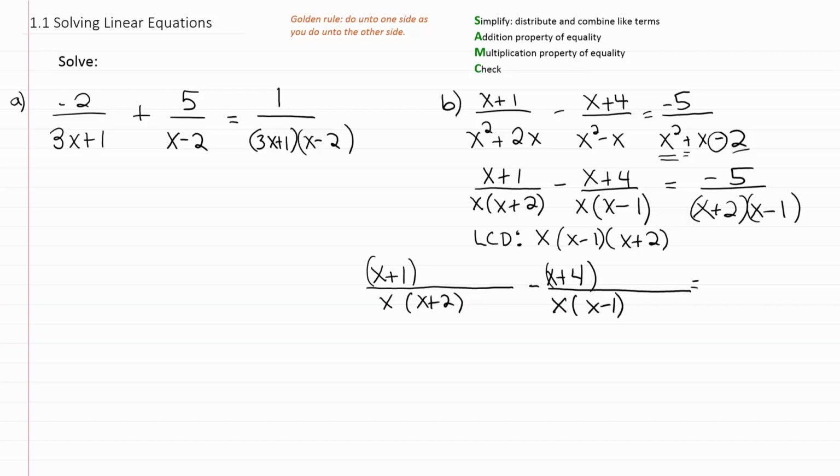Then equals 2. It'll be negative 5, again giving yourself some space. It'll be x plus 2 times x minus 1 in the denominator. Okay, so I've just rewritten the equation here so we have space in the numerator to put that LCD into every numerator. Okay, so I'm just going to squeeze in the LCD for each numerator.